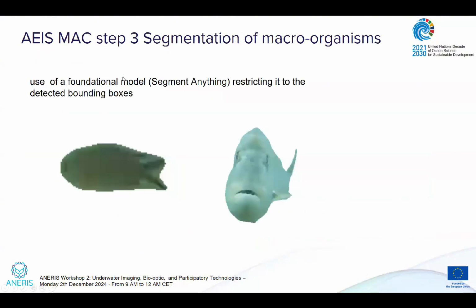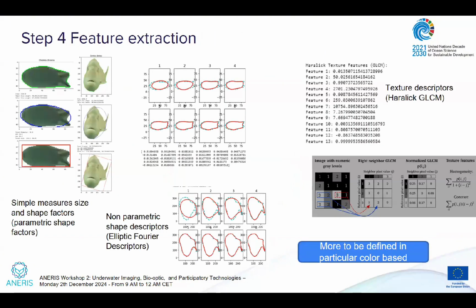So then the idea is to do some segmentation of this macroorganism. For this, I use some foundational model, which is called Segment Anything. And it's restricted only to the bounding boxes that you have detected. This gives this kind of thing. And then you extract some features. So for now, there is a limited number of features. Once again, we are only at the middle of the project and we need to work more on the definition of the expectation for each use case we will be processing.